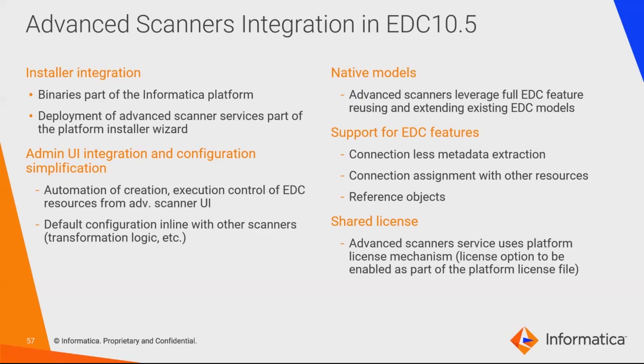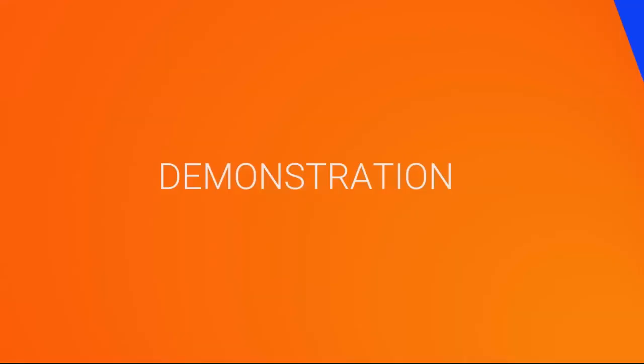On licensing, initially you were supplied two different licenses, one for advanced scanners and one for the platform. The advanced scanners are still purchased separately. But if you purchase the advanced scanner license with the platform, you essentially get one license that covers both the platform and advanced scanners. So that brings me to the end of my presentation.